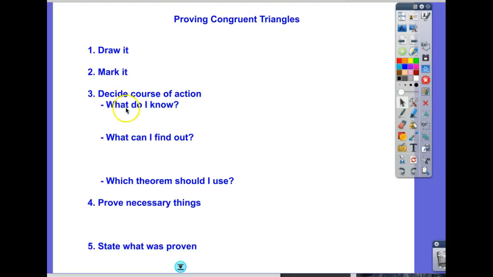So you're going to ask yourself, what do I know? What can I find out? And which theorem should I use? And then prove all those necessary things so that you can state what was proven. That's important. Sometimes people will just prove all the necessary things and say, okay, necessary things proven, but you need to state it. If it asks you to prove these triangles are congruent, and you just prove all the things that are necessary, and then you don't say, and therefore these triangles are congruent, you didn't finish. You need to state what you were trying to prove.